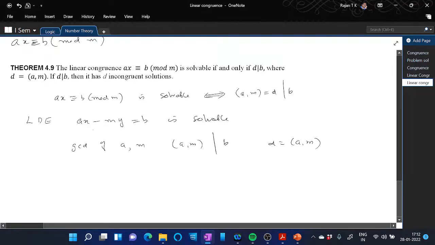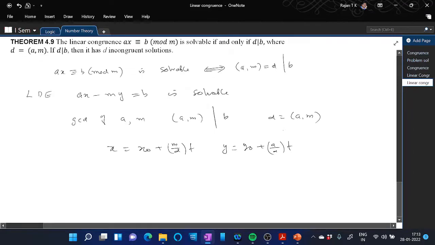Then the corresponding linear Diophantine equation Ax minus My equal to B is solvable, and its solution is given by x is equal to x naught plus M by D t and y is equal to y naught plus A by D t. So this is the result that we studied earlier in solving a linear Diophantine equation.